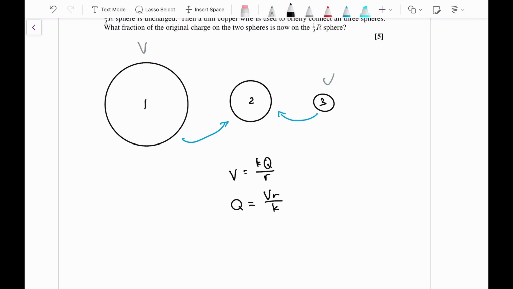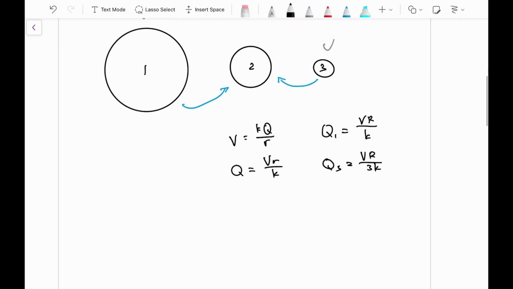So initially, let's look at sphere 1. For sphere 1, let's say it is just Q1. It is equal to V, and then its radius is just R, over k. And then for Q3, that is simply V times a third of R, so therefore that's over 3k. Now, yeah, that's the idea.